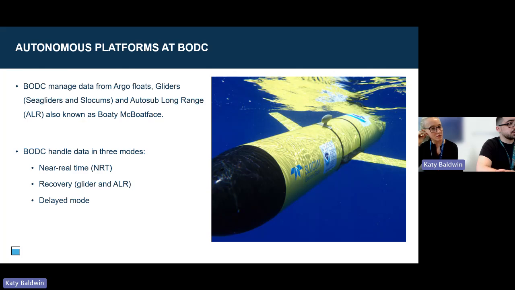Delayed modes, similarly, are submitted to BODC post-recovery by the scientists, and these include additional quality control and calibrations. So in this talk, I'm going to explain data management procedures for gliders and ALR, and then Katy is going to do the same for Argo floats.